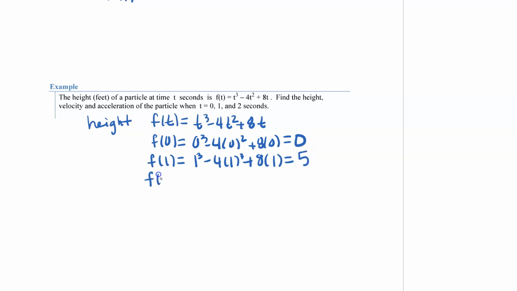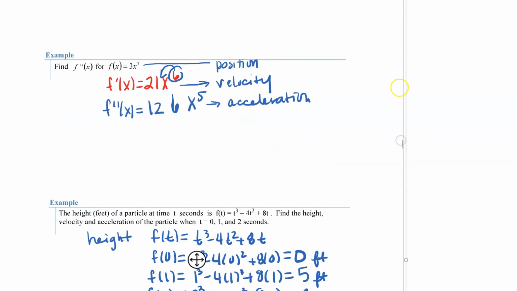And then I'm going to say after 2 seconds. So 2 cubed minus 4 times 2 squared plus 8 times 2. I'm just going to plug all that directly in. And that gives me a value of 8. And so this is feet. And this is our height after 0, 1, and 2 seconds.